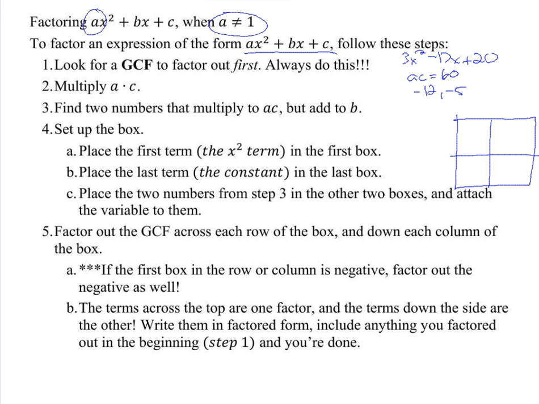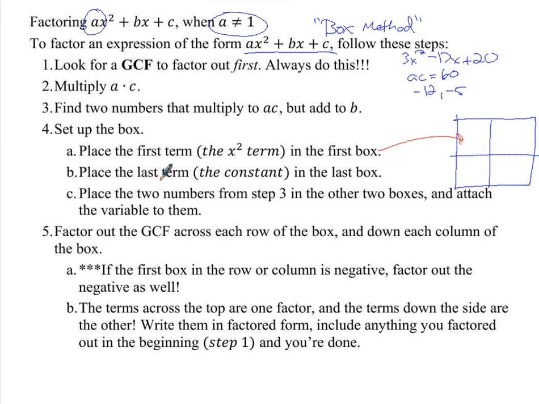This is called the box method. Actually, it's called the area method, but I call it the box method because that's like 2 less syllables. Okay, so we've set up the box. Now, part A, place the first term, the x squared term, in the first box. So that's going to go right there.